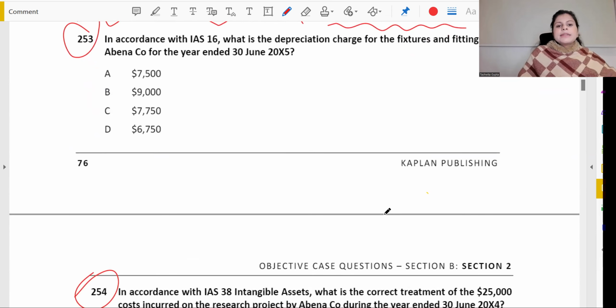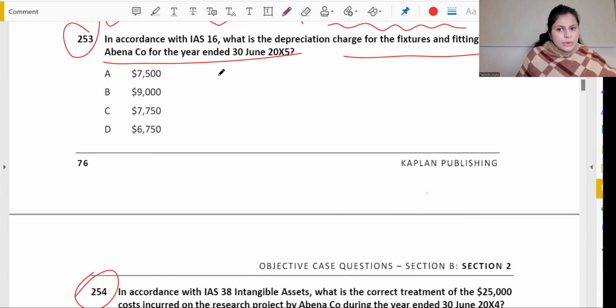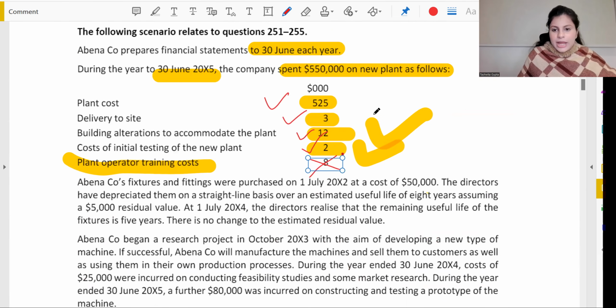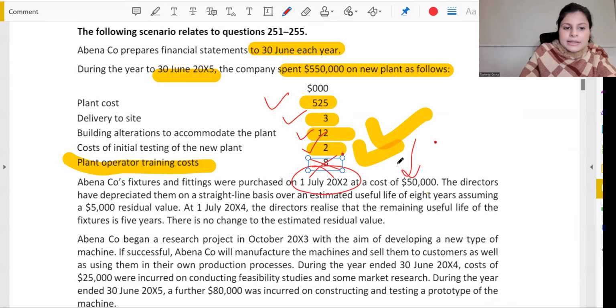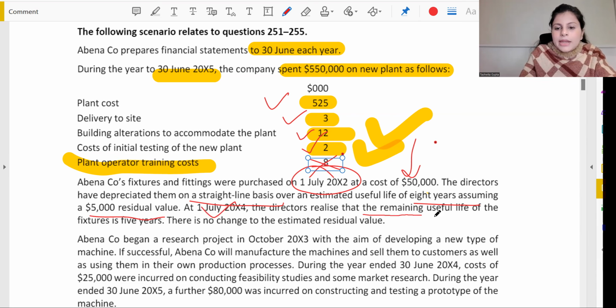Next, in accordance with IS 16, what is the depreciation charge for the fixture and fittings for Abena company? So let us quickly see what our fixture and fittings are. Abena's fixture and fittings were purchased on 1st July, a few years ago, at a cost of 50,000. The directors have depreciated them on a straight line basis, useful life was 8 years and residual value was 5,000. Then this year, at the opening date, the directors realized that the remaining useful life of the fixture is 5 years. There is no change to the estimated residual value.